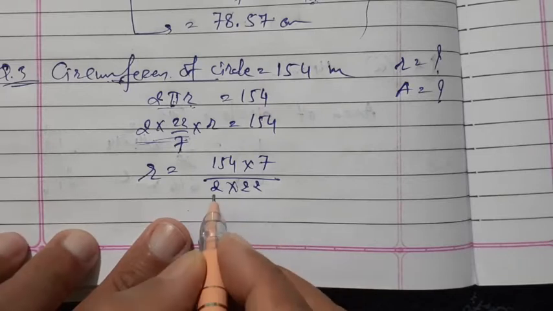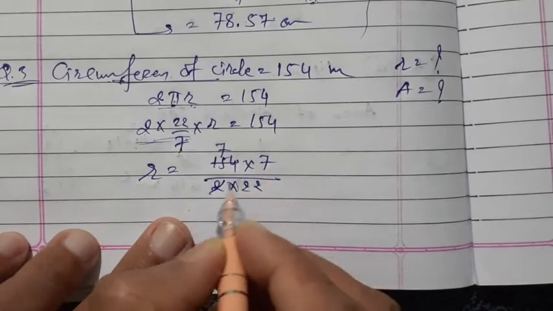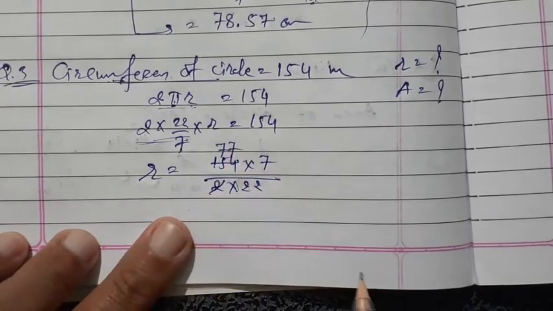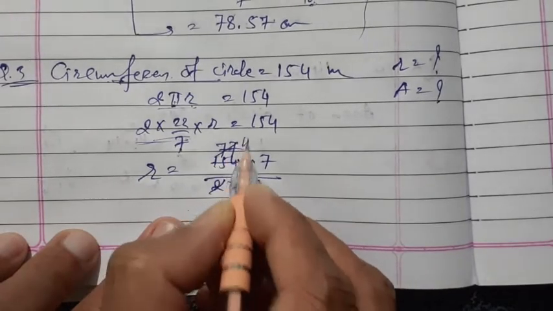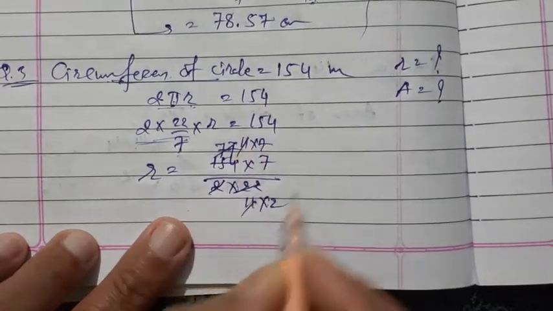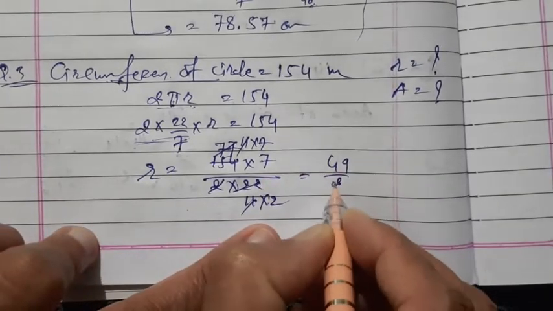Now divide with 2. So 7 2s are 14 and 7 2s are 14. Now 22, so 11 into 2, and 77, that is 11 into 7. 7 7 cut. So r equal to 7 7s are 49 upon 2.